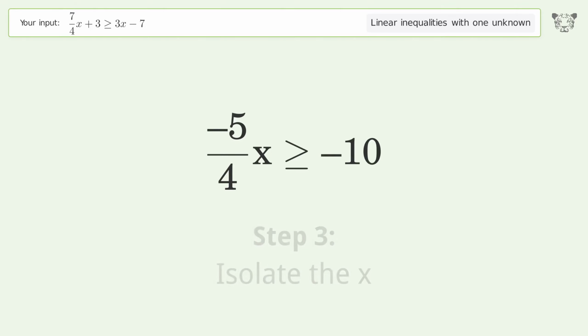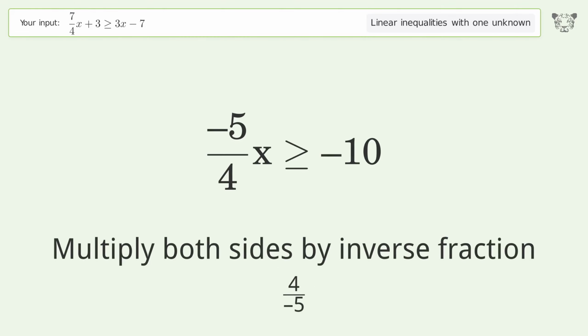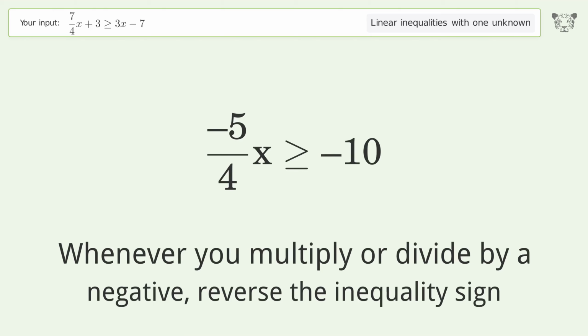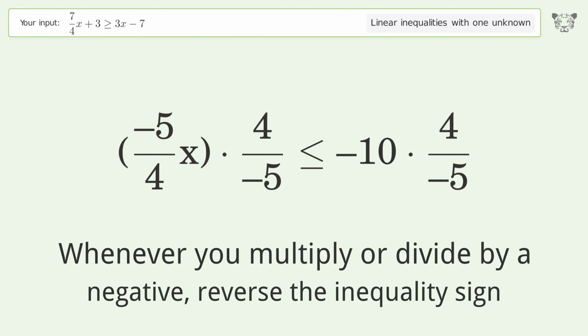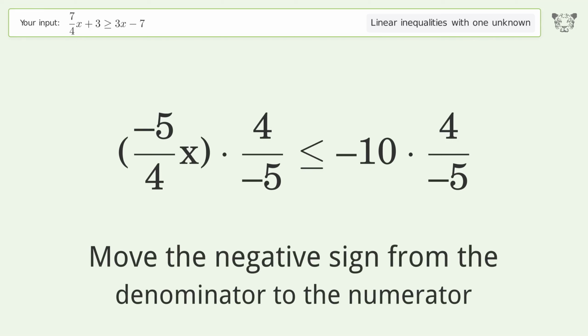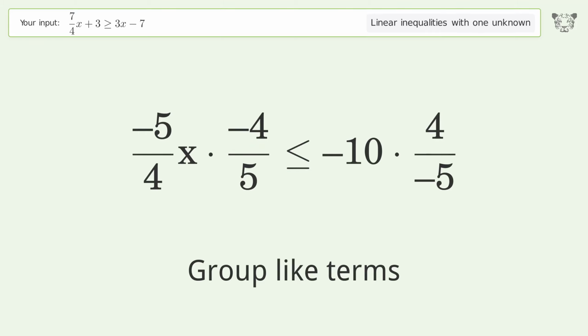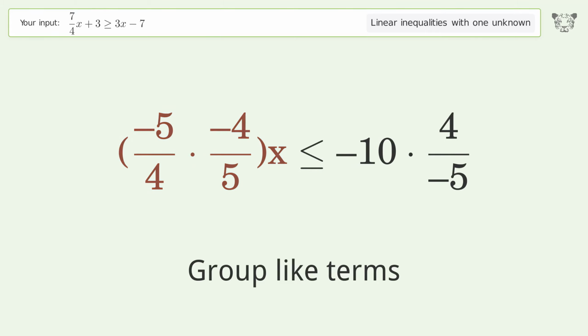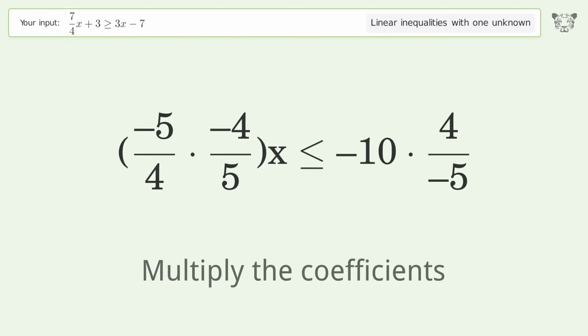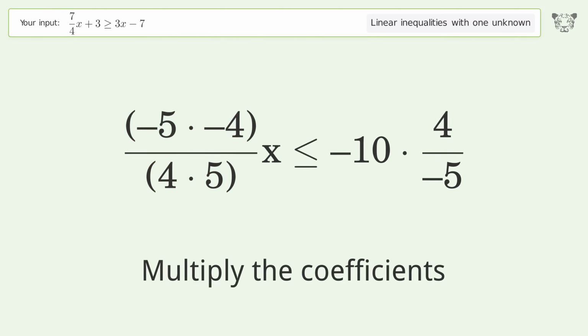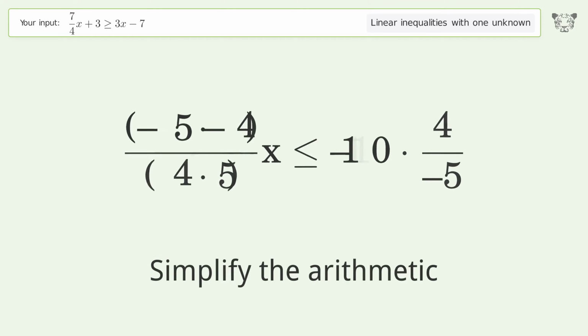Isolate the x. Multiply both sides by inverse fraction 4 over -5. Whenever you multiply or divide by a negative, reverse the inequality sign. Move the negative sign from the denominator to the numerator. Group like terms. Multiply the coefficients. Simplify the arithmetic.